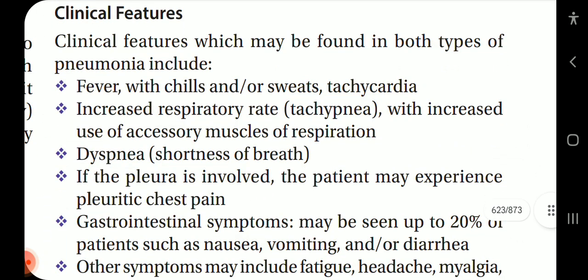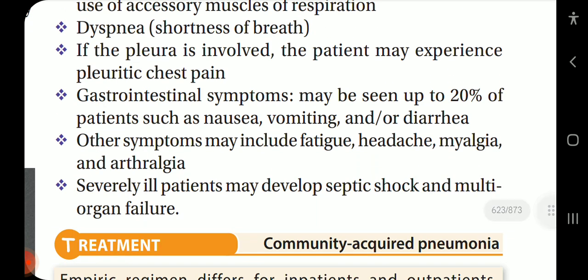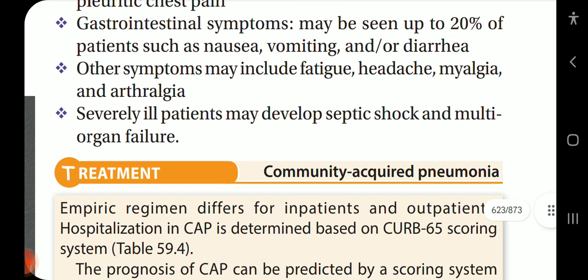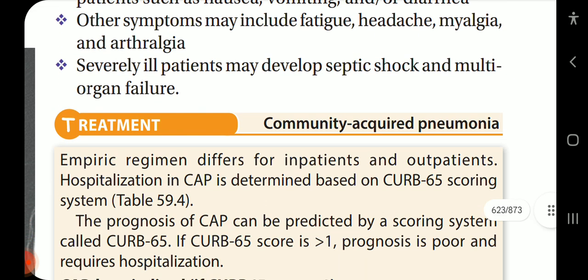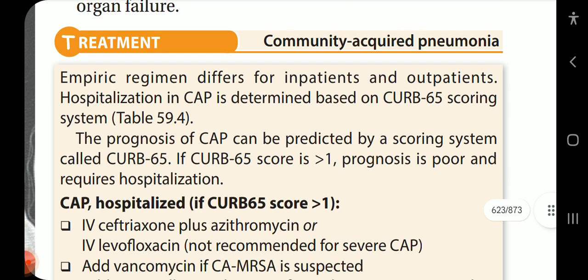Clinical features which may be found in both types of pneumonia include fever with chills and or sweats, tachycardia, increased respiratory rate like tachypnea with increased use of accessory muscles for respiration, and dyspnea, shortness of breath. If the pleura is involved, the patient may experience pleuritic chest pain. Gastrointestinal symptoms may be seen in up to 20% of patients, such as nausea, vomiting and or diarrhea. Other symptoms may include fatigue, headache, myalgia and arthralgia. Severely ill patients may develop septic shock and multi-organ failure.